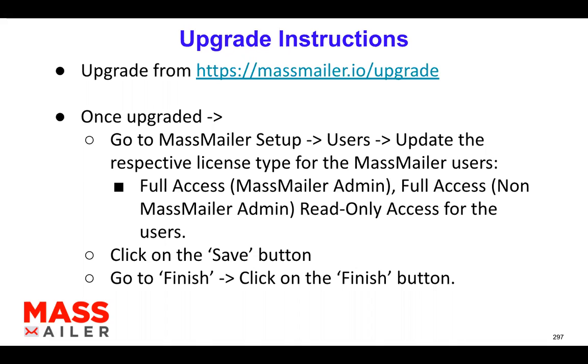So you would see two types. One is full access and then read-only access. But for the full access, there are two options. It's like a toggle box, MassMailer admin or non-admin. And then you would click on the save button. On the same page, you will see the save button. Basically, you're just saving the changes that you make on that user's tab. Once that is done, you go to finish and then click on the finish button. That's it. So it's only a two-step process as it's outlined here.